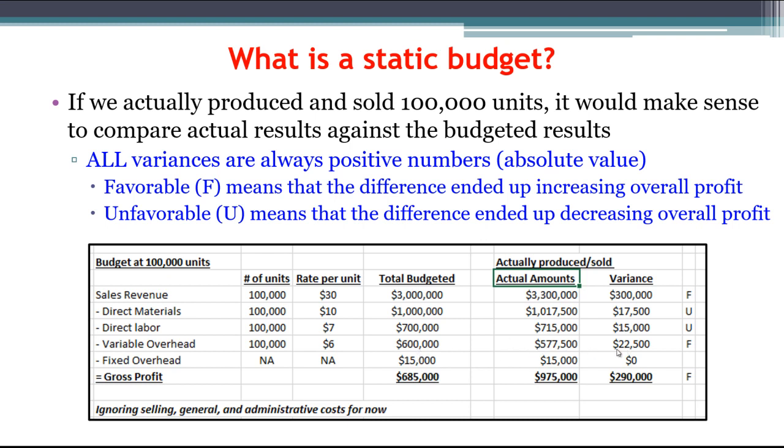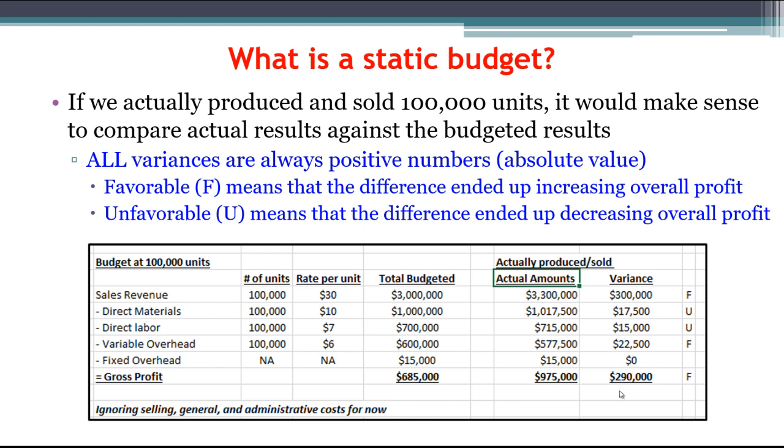So that's $22,500 favorable. Fixed overhead, because of its nature, you generally don't expect a whole lot of change there. Not saying there can't be any change. Maybe the rent cost a little bit more than expected or whatever. There could be changes, but in this case, for simplicity, we said it was the same.